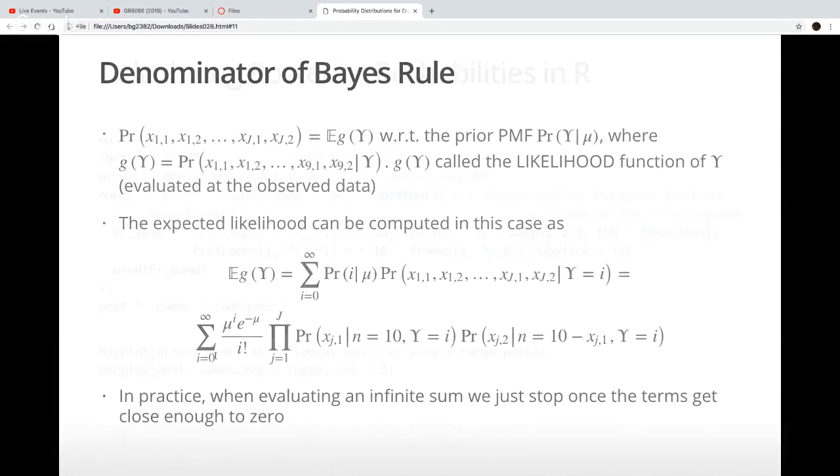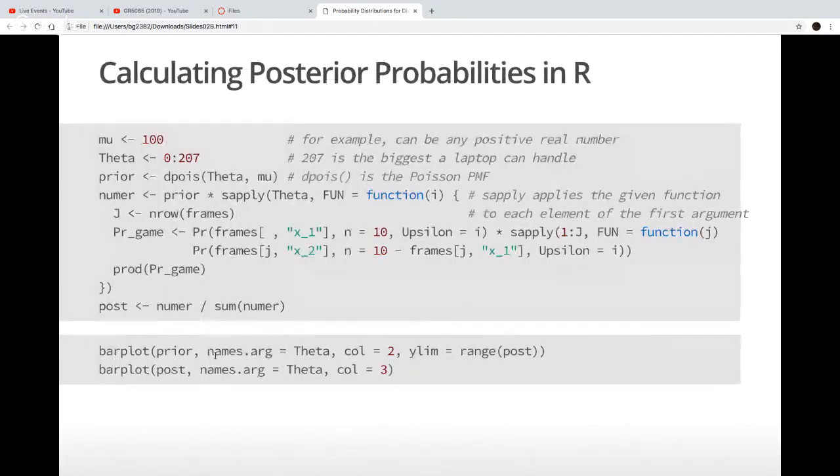So what it looks like in practice, you would set mu to whatever value you think is appropriate before you start observing the data, let's say 100. Set up your parameter space, theta. In this case, if you try to do it for any values of theta bigger than 207, your computer will blow up. So don't do that. So we'll just limit it to 207, but that's going to be fine. It has no probability of getting that high anyway.